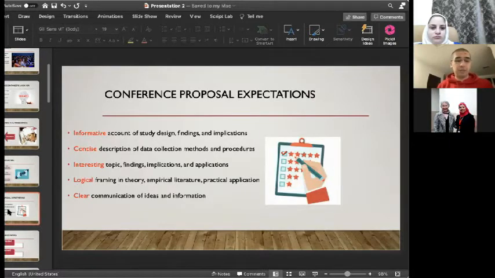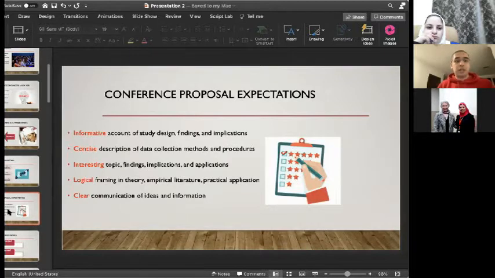So generally speaking, conference organizers expect a proposal to be informative, concise, interesting, logical, and clear. They want to offer an informative account of the study design, findings, and implications. But they want that account to be concise. So they want you to describe the data collection methods, procedures, and findings in a few words. And that's why they are always strict about the word count or word limit. Because again, that reflects your ability to present all of your talk in 15 or 20 minutes.